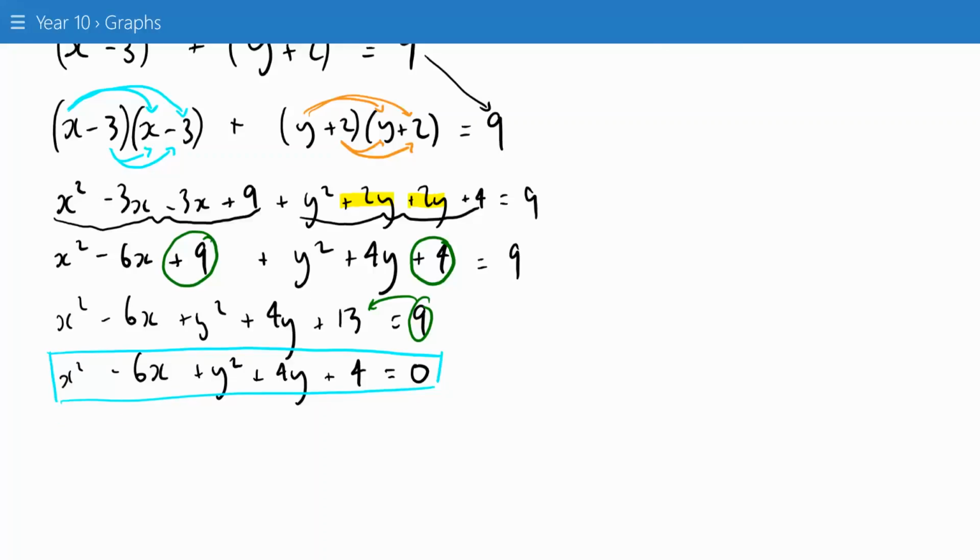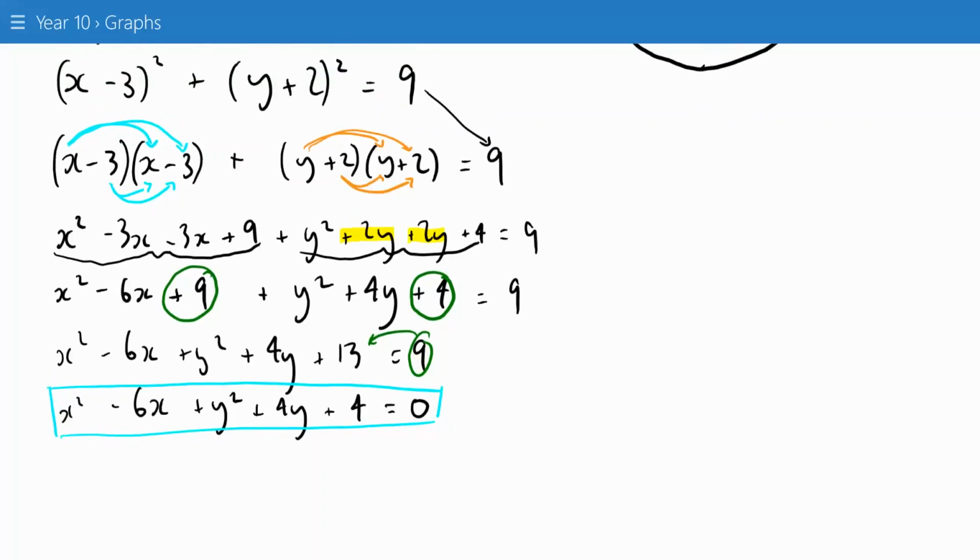Why am I doing this? Okay. This equation in the blue box is also the equation of a circle. It's just in a different form. So, in a test or in a question, you might see the equation of the circle given to you like this, and they ask find the center and the radius. But they could also say, here's an equation of a circle, find the center and find the radius.